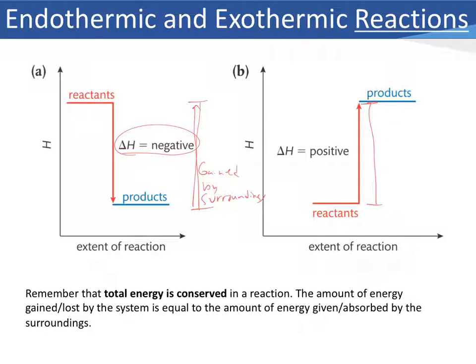If I have a positive delta H and it is an endothermic reaction, this energy is released by the surroundings. You might say donated. The surroundings donate energy to the system in order for the reaction to happen. But this energy being conserved is quite an important notion, especially for later with calculations.